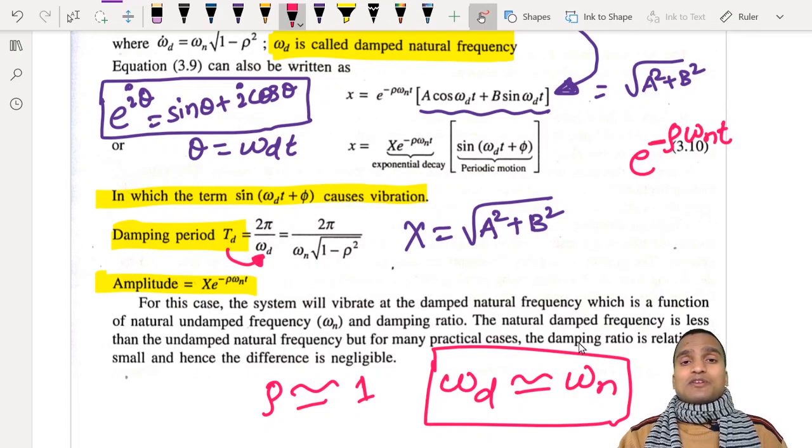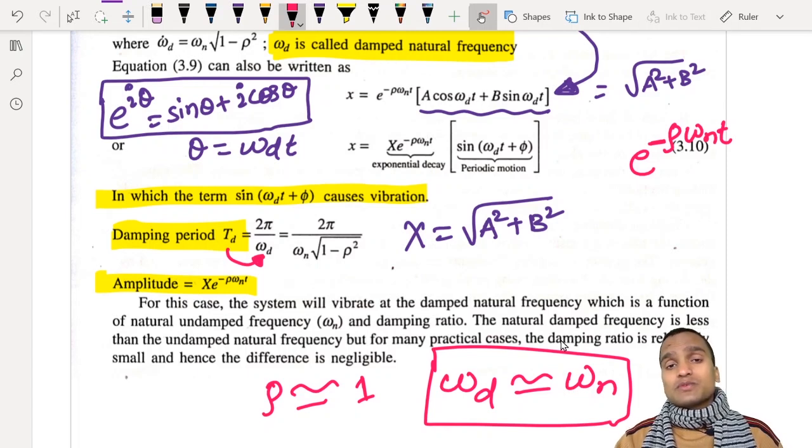So today we have discussed the equation of motion in both the overdamped system and the underdamped system. Hope you have understood them, and we will be discussing a few numericals on damping in the coming videos.